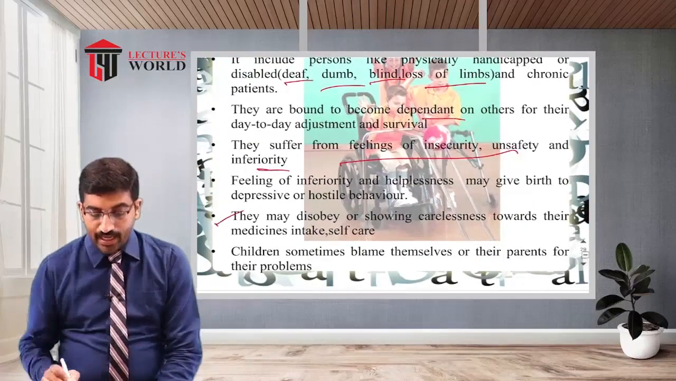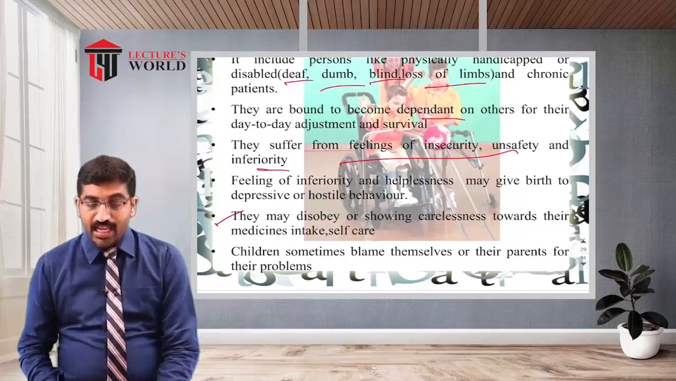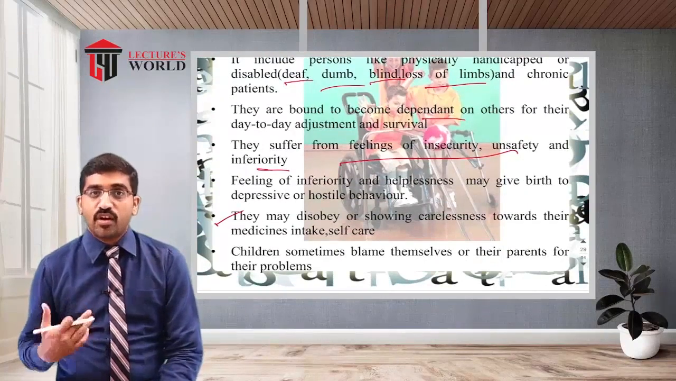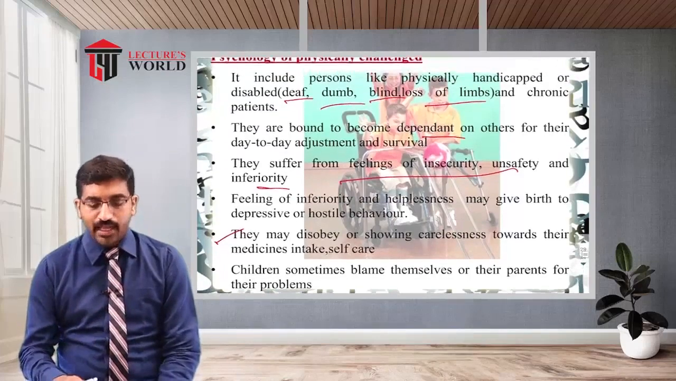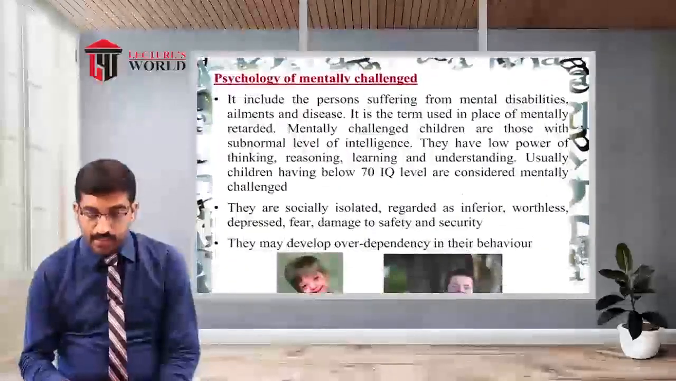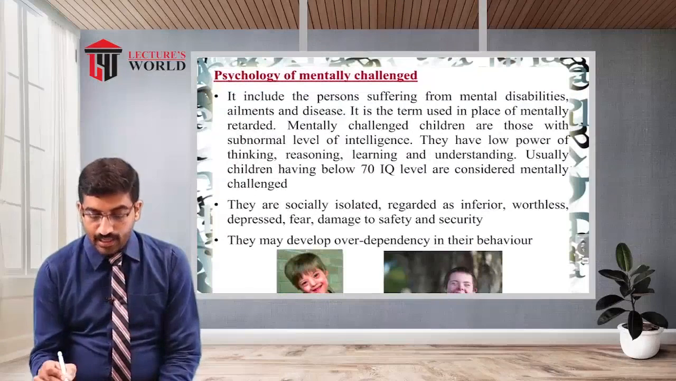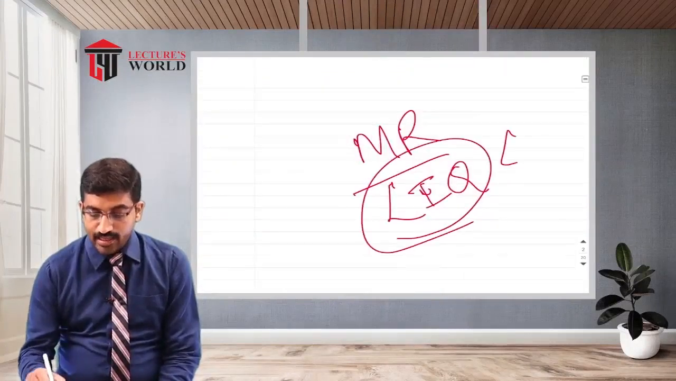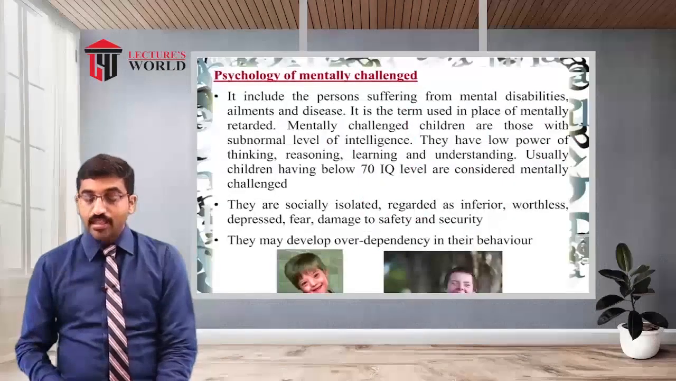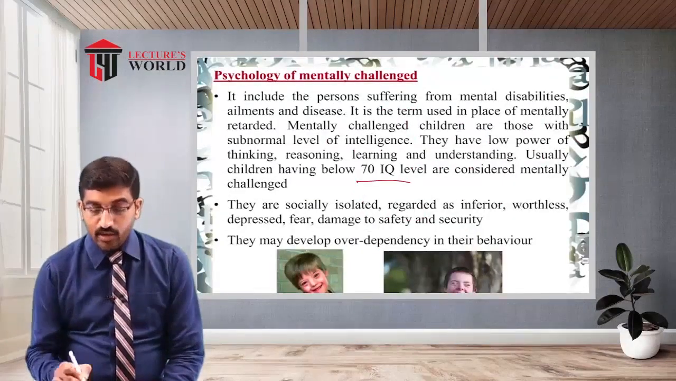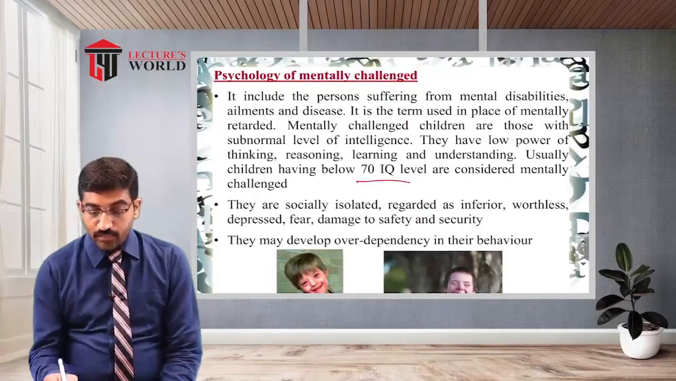They may disobey others, or children always blame themselves. Because of you, I got this problem. I am handicapped because of my parents. Sometimes they may blame. Mentally challenged means, like I already told you about MR, IQ is less than 70. 70 is the average intelligent quotient. So they may have mild, moderate, severe or profound IQ levels because of mental disabilities.